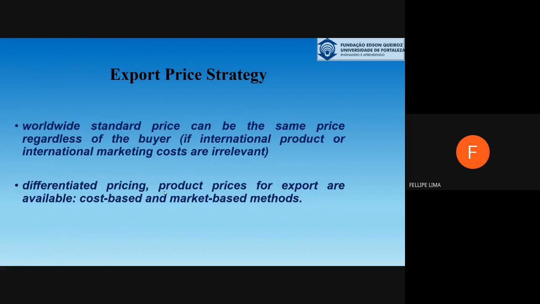Some companies just think: my product costs R$12, so that's about $2, and I'm going to sell for $2. It's not this way. It's not like that that you think about your international price. It's not a direct correlation.